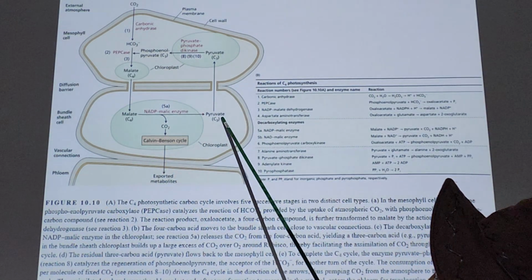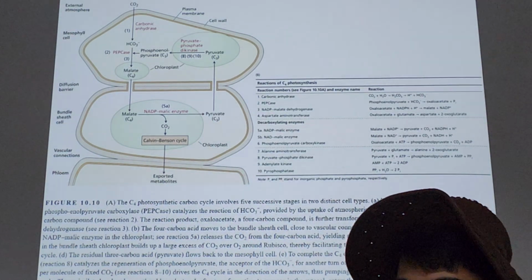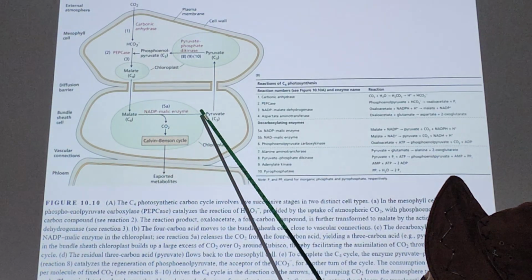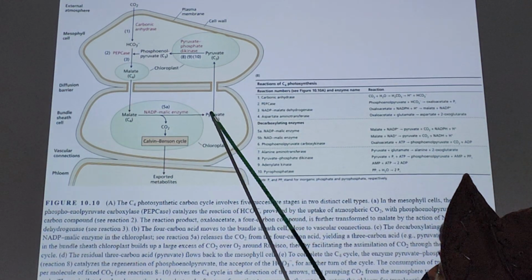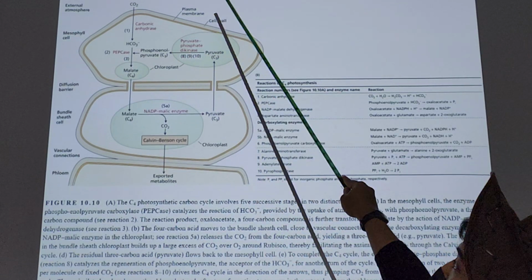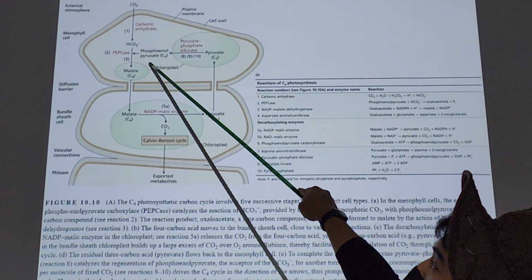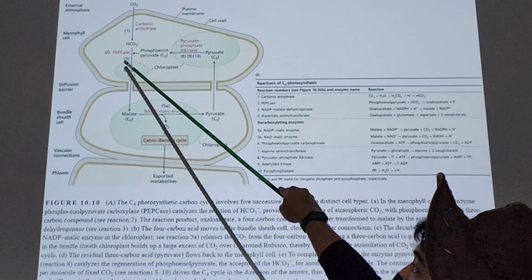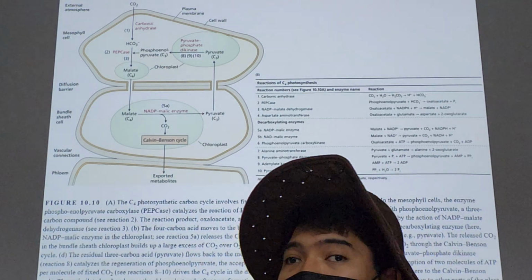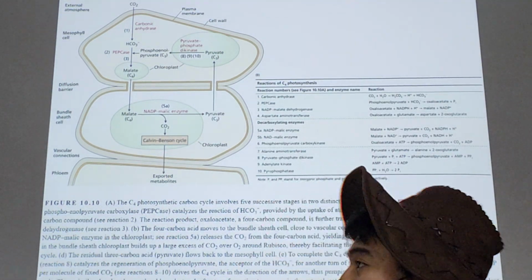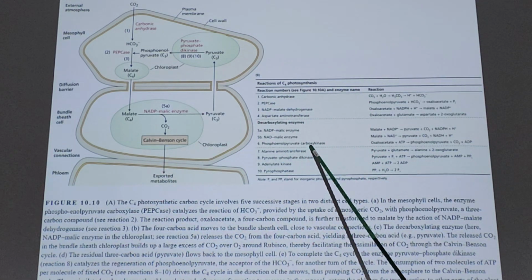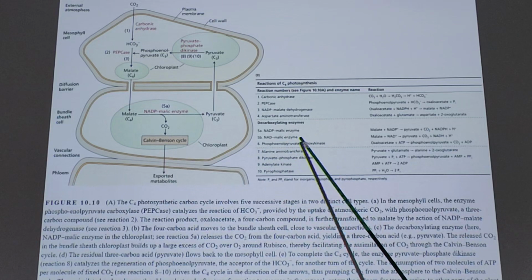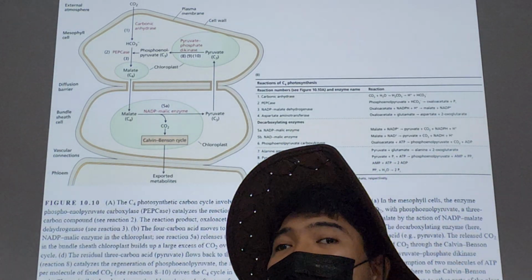This 3 carbon compound pyruvate, or in some species, there's a section here, alanine, depends on the species. Pyruvate or alanine go back to the mesophyll cell so that it can be converted to phosphoenol pyruvate, PEP. And this PEP can redo the 4 carbon fixation again, and the cycle continues. All right. So pay attention to the enzymes here. There are 3 enzymes: NADP-ME enzyme, NAD-ME enzyme, and phosphoenol pyruvate carboxykinase.